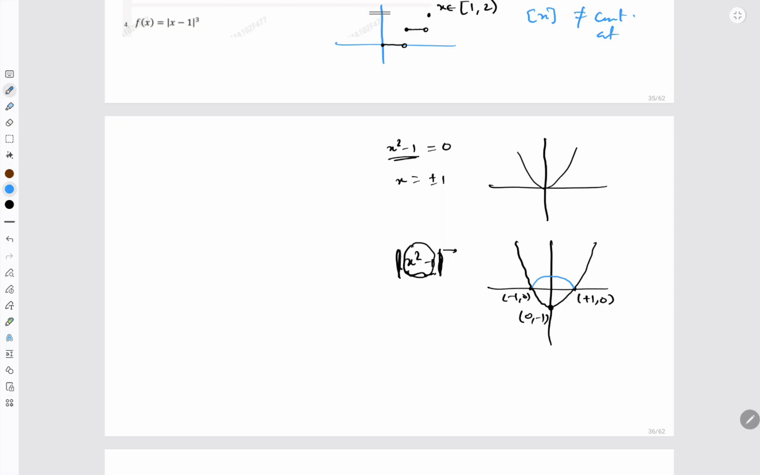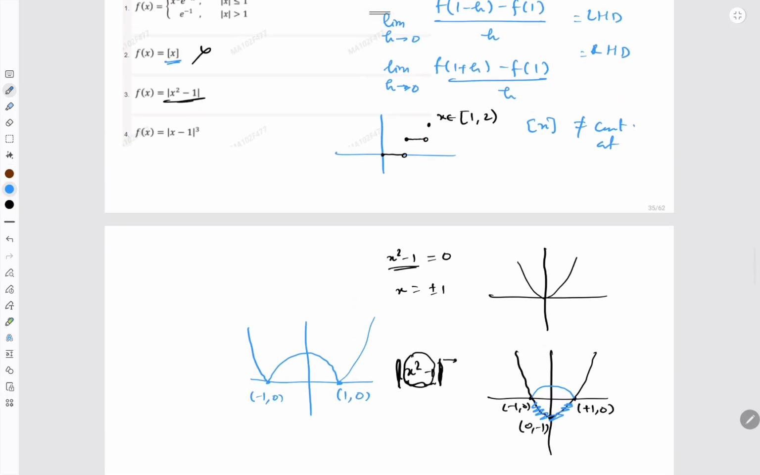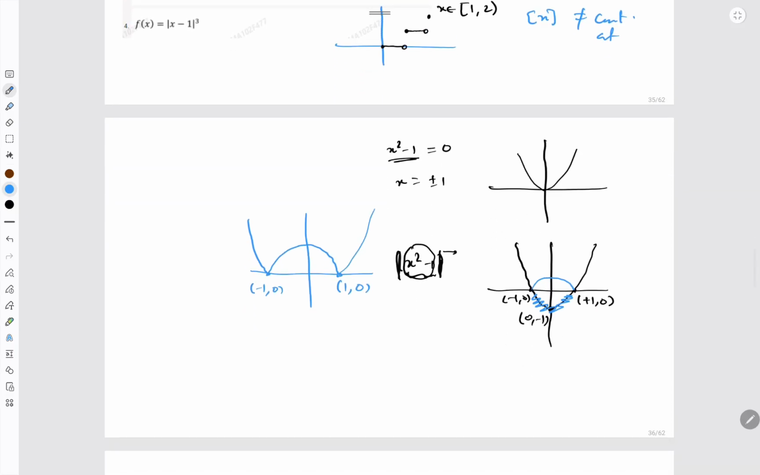It will not have the bottom part at all. So the graph of mod of x square minus 1 is like this. And this is the point 1 comma 0, and this is the point minus 1 comma 0. So as you can see, at x equal to 1, at this point, I am encountering a sharp edge. And we know that the function is not differentiable if I encounter a sharp edge.